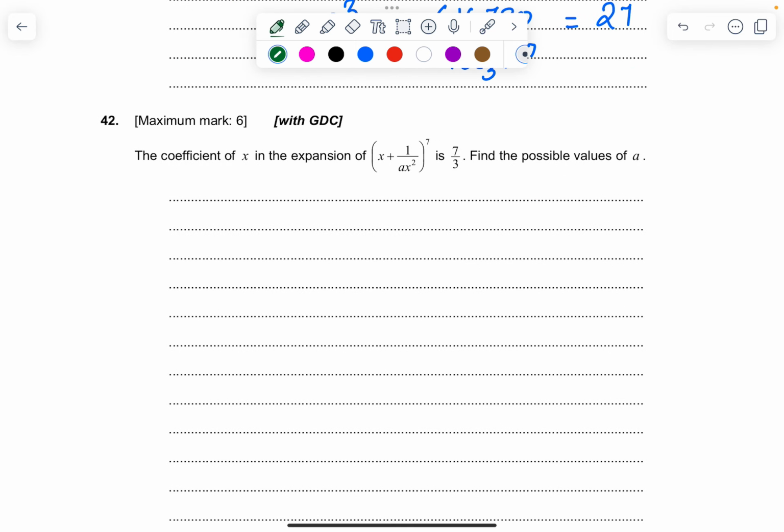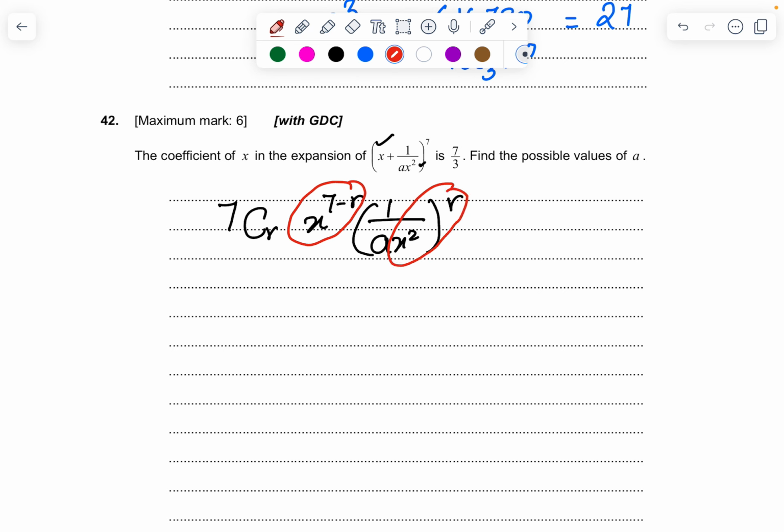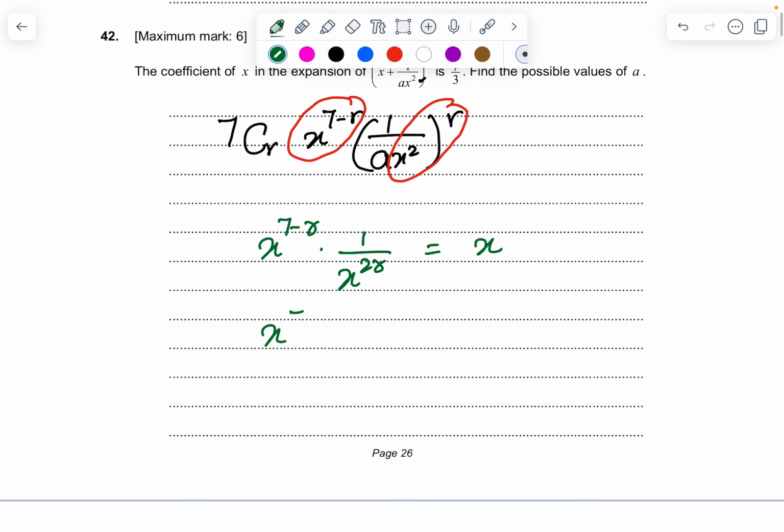Question number 2. The coefficient of x. So over here, when he says coefficient of x, both the terms are having x. So we have to write the general term: 7cr x to the power of 7 minus r, 1 upon (ax square) whole to the power of r. Now pull out only x terms. X to the power of 7 minus r, 1 upon x power 2r should equal x. So it becomes x power 7 minus r minus 2r equals x power 1. So 7 minus 3r equals 1. 3r equals 6. So what should be r? r equals 2.